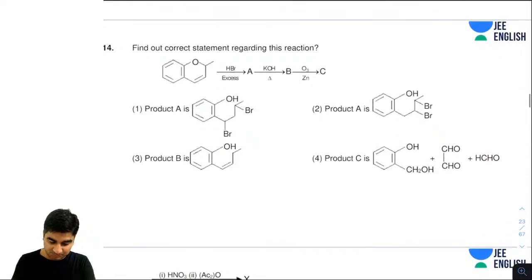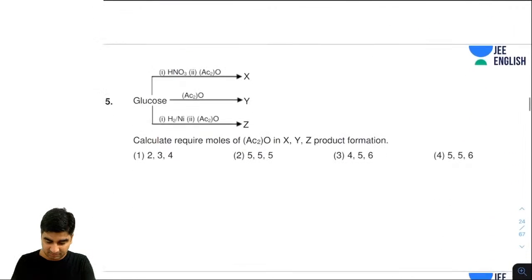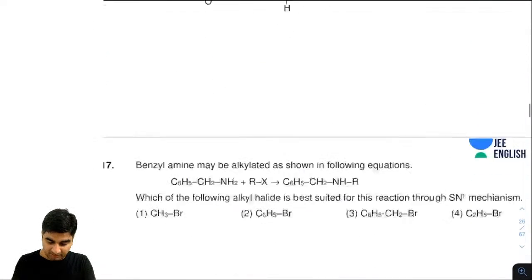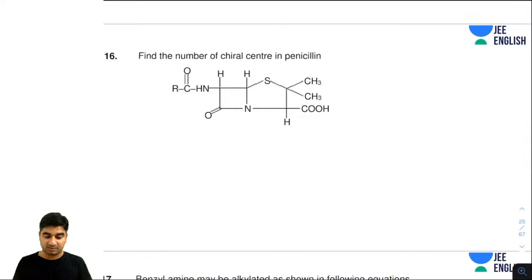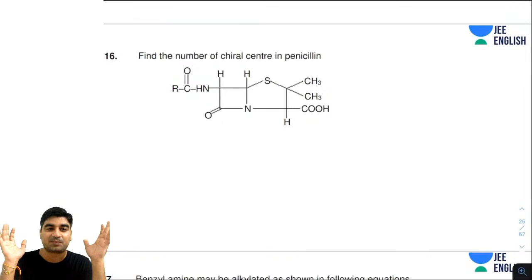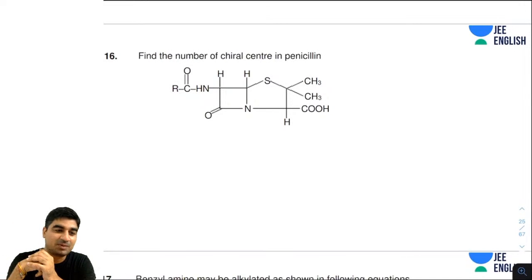So guys, now the correct statement regarding this, again an organic problem, and you can easily answer it. And here we have, again, find the number of chiral centres. So it's a problem from stereochemistry. So guys, the one thing is clear that this time JEE is not asking direct questions. The questions are logical and you have to apply your brain to solve every problem. Problems are not direct, right?